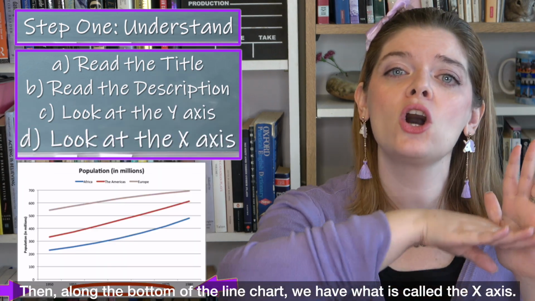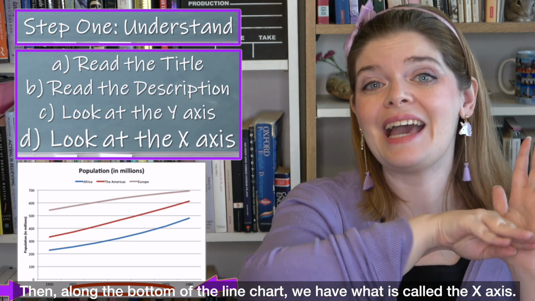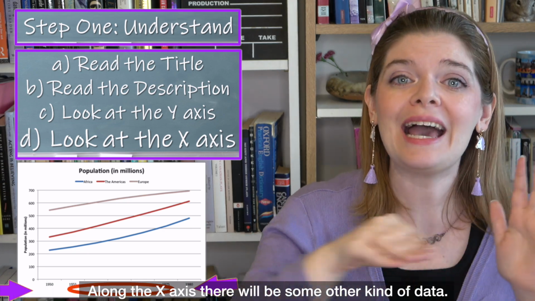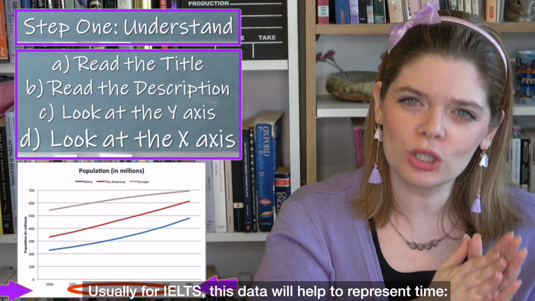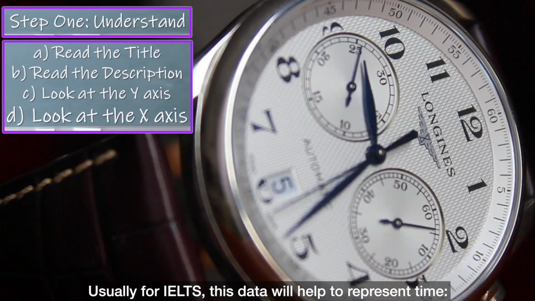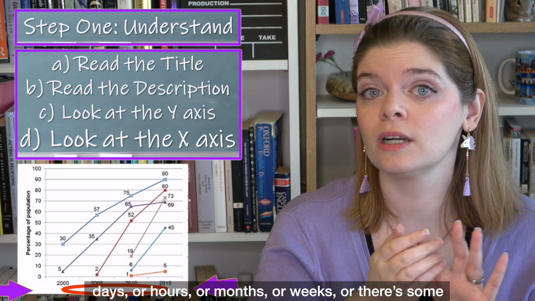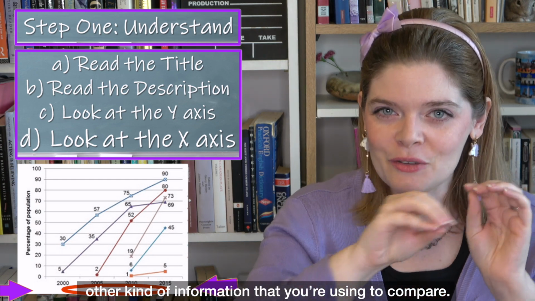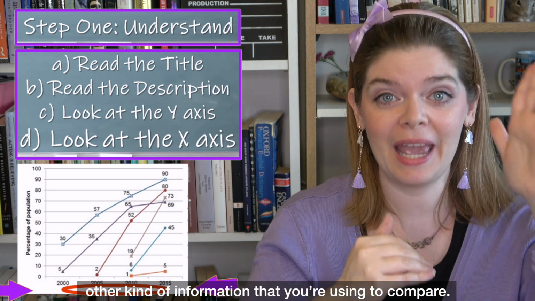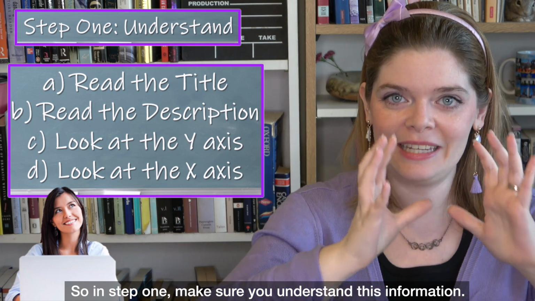Then, along the bottom of the line chart, we have what's called the x-axis. Along the x-axis, there will be some other kind of data. Usually, for IELTS, this data will help to represent time, days or hours or months or weeks, or some other kind of information that you're using to compare. So in step 1, make sure you understand this information.